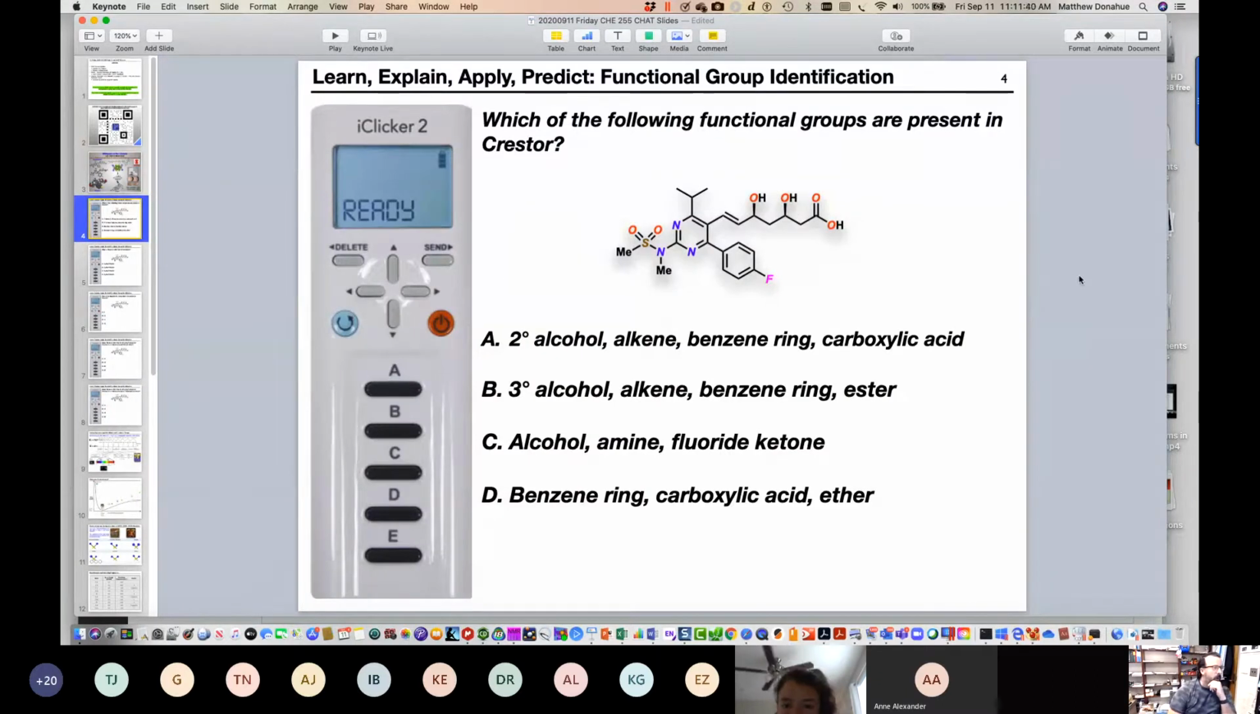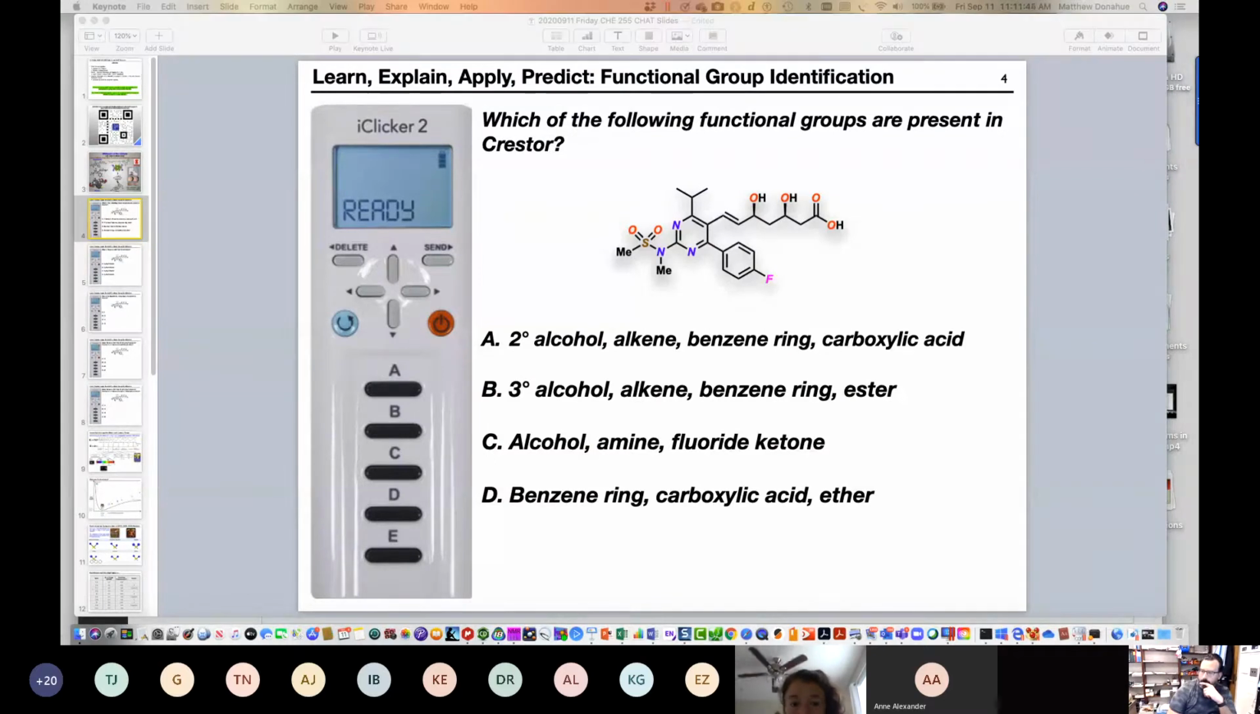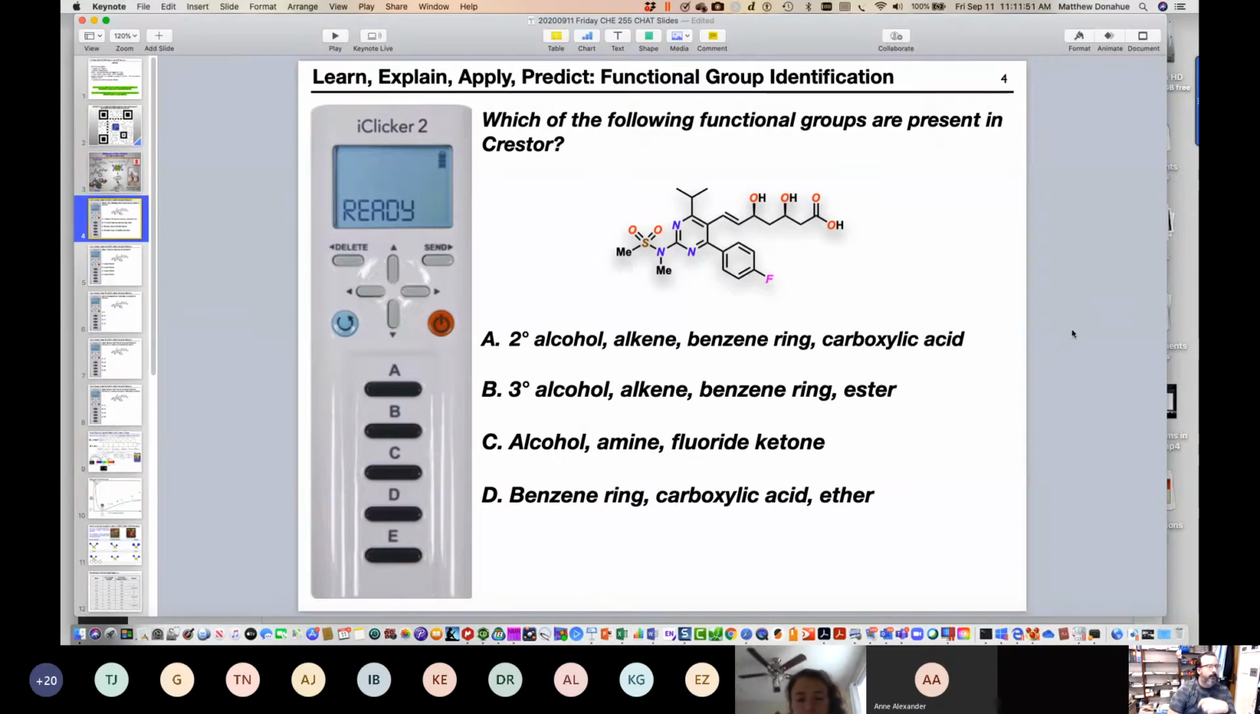So let's ask some questions here about Crestor. Which of the following functional groups are present in Crestor? So take a look at the molecule. You're visually identifying functional groups and then associating them with the name choices for the answers.